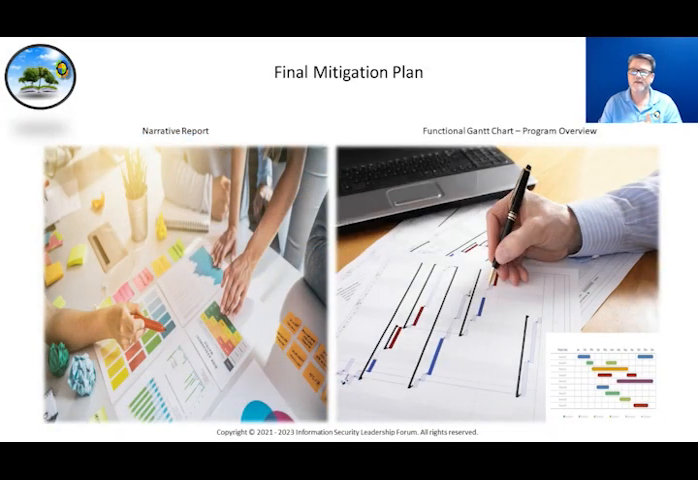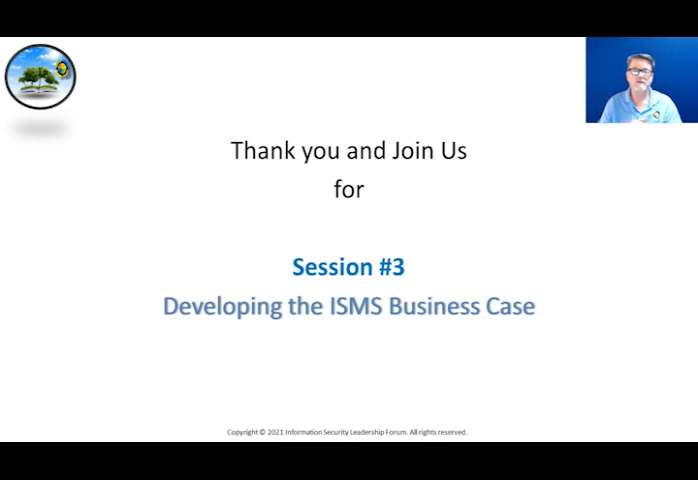So that ends our second session in this ISO 27001 webinar series. I'd like to thank you for taking the time to go through this, and we hope to see you again during the third session, where we each go a little bit deeper. In session 3, we're going to be going through developing an ISMS business case. So now we're finished the mitigation plan, and part of what we have to do is build a business case that we take to the leadership for approval. So we're going to talk all about that during session 3.